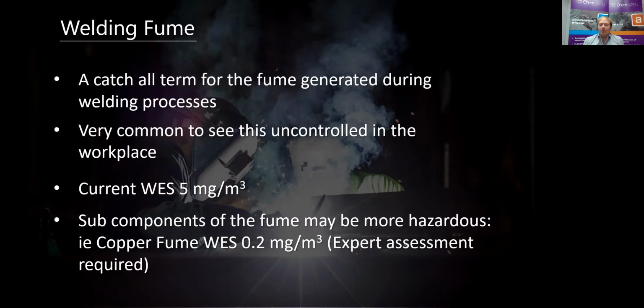Other examples are you come across a lot of hexavalent chrome, which has a very low WES, welding stainless. If they're welding galv, they're more likely to come across zinc fumes, for example. So you need to have an understanding of the process, what they're welding, the type of method they're welding, whether it's arc welding, MIG, TIG, spot welds, plasma cutting. All these things will vary their level of exposure and the types of substances they're potentially exposed to.